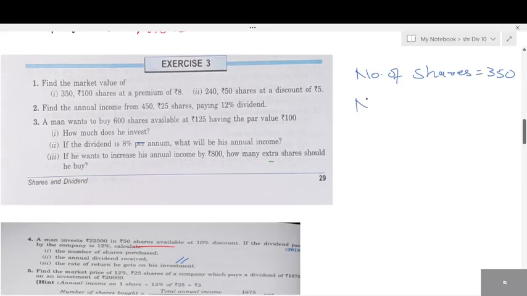Then what is the nominal value or face value? 100. Then how do you calculate market value, students? Market value is with a premium of rupees 8. So what's the value? 100 plus 8 is 108. You can show the calculation or directly write 108. See, the market value of one share is 108. What's the total market value? How many shares are there?